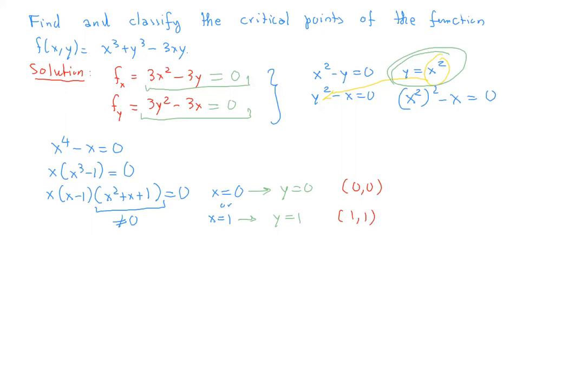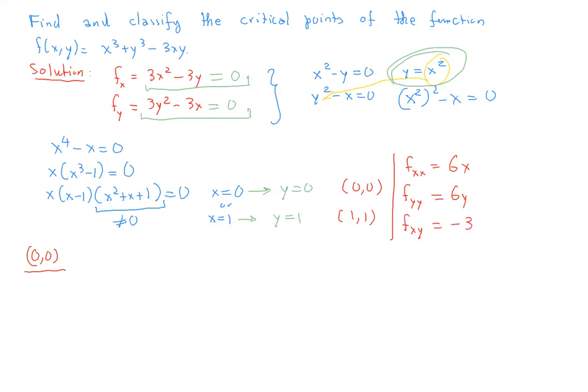And now it's time to classify them. Okay, so let's classify these critical points. How do we do this? Let's start with (0, 0). And actually, I should find the second order partial derivatives, because I will need them in general. So what is f sub xx? It's 6x. What is f sub yy? It's 6y. And what is f sub xy? It's just a constant, -3.